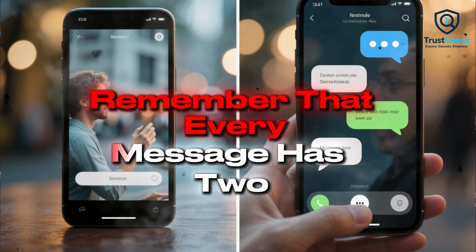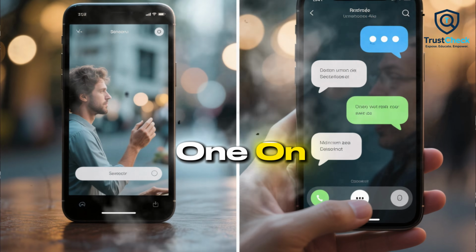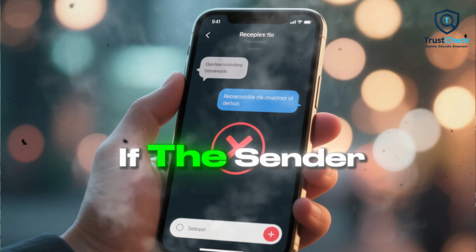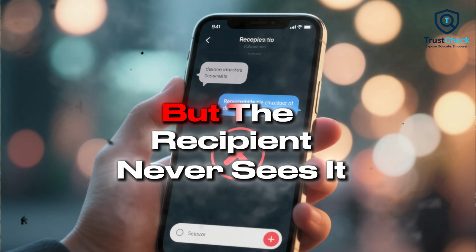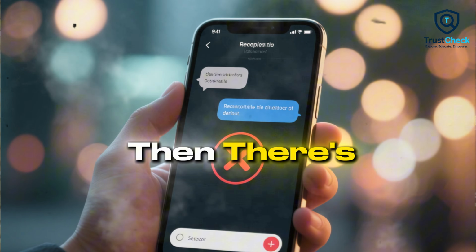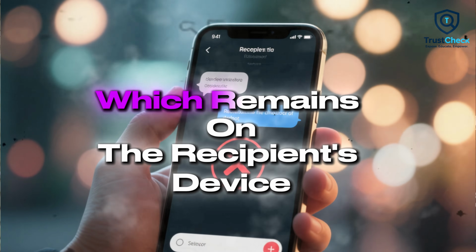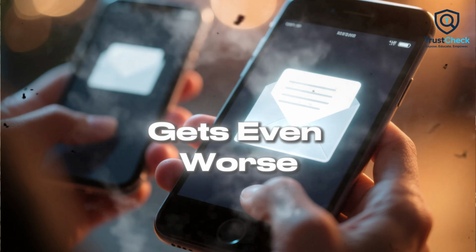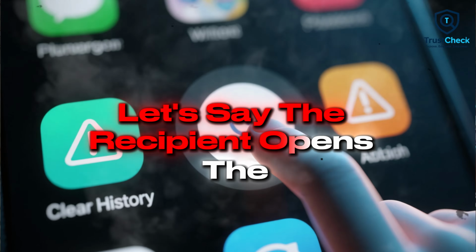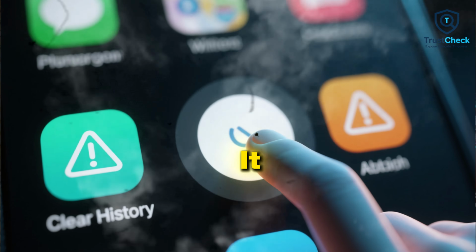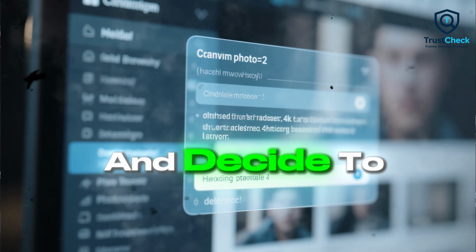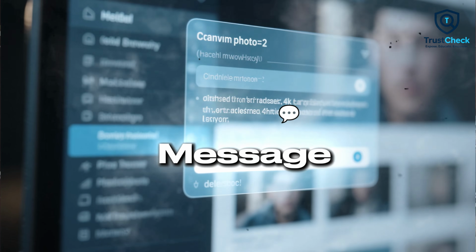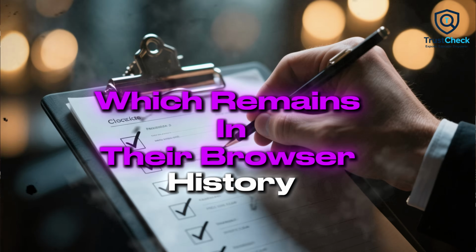Remember that every message has two copies, one on the sender's device and one on the recipient's device. If the sender deletes their copy of the message, but the recipient never sees it, then there's at least one copy of the message which remains on the recipient's device. But wait, it gets even worse. Let's say the recipient opens the message before deleting it. They read something they shouldn't have and decide to clear their history. Well, if they do that, there's still a copy of the message which remains in their browser history.